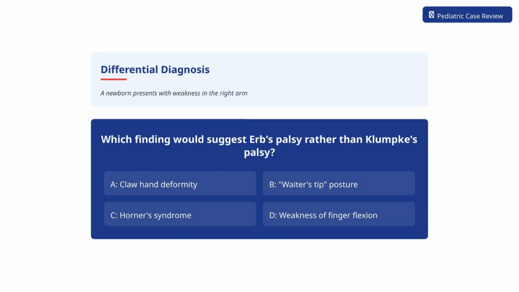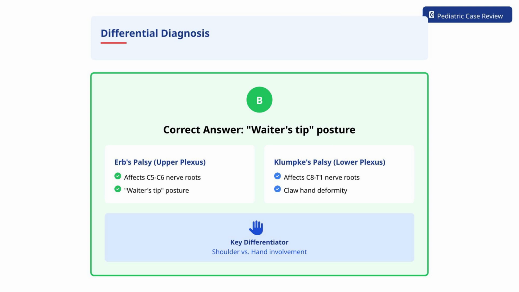A newborn presents with weakness in the right arm. Which finding would suggest Erb's palsy rather than Klumpke's palsy? A. Claw hand deformity. B. Waiter's tip posture. C. Horner syndrome. D. Weakness of finger flexion. The correct answer is B.